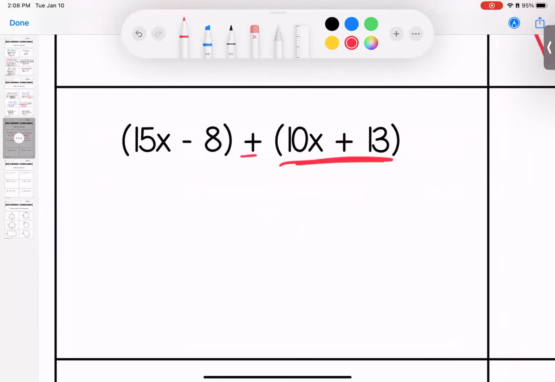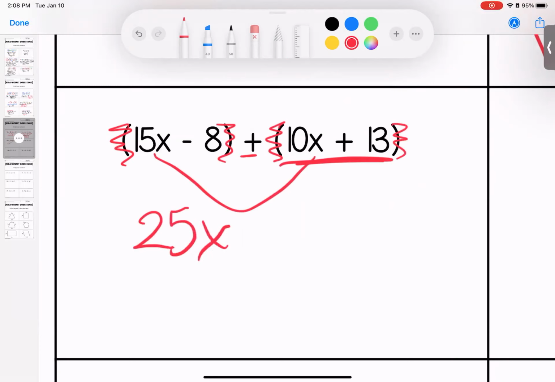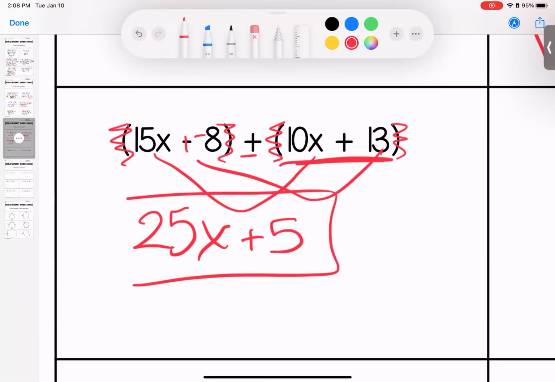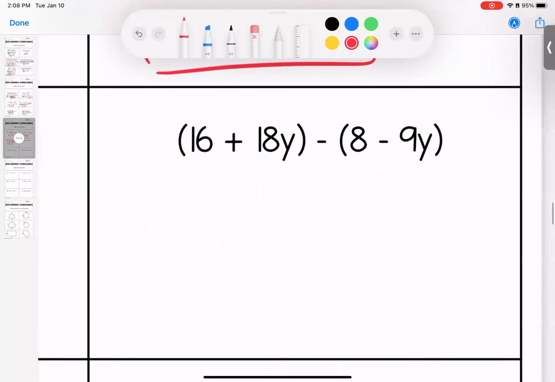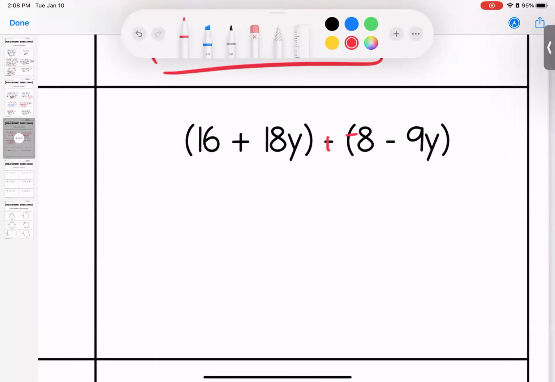This is positive. Everything back here is positive, so we can drop these. It's not going to change anything. 15 plus 10, 25x. Keep, change, change. 13 minus 8 gives us plus 5. 25x plus 5. Keep, change, change. They become their opposites, okay? 18y and negative 9. 18y and negative 9.